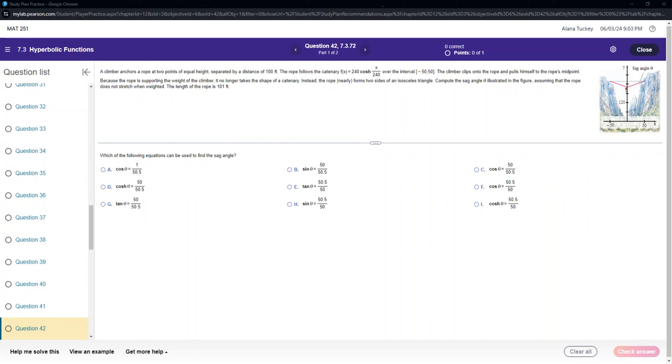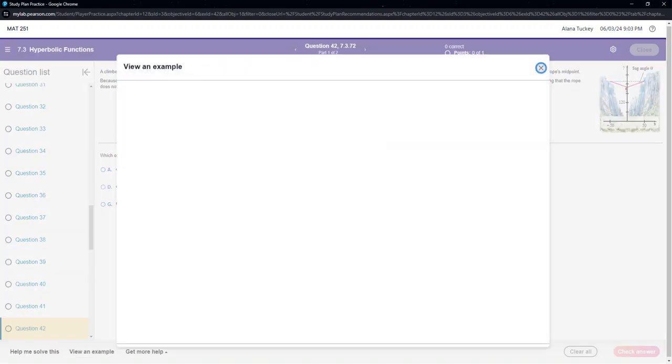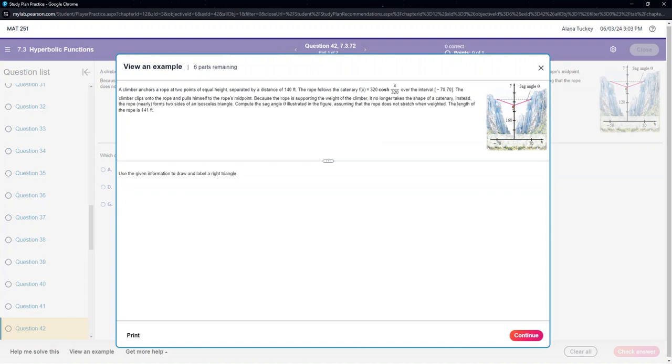I received a request for help with this question, which involves an anchor and a rope and a catenary. So let me click on the view an example. I will do the example, and then you can apply what I'm going to do with the actual problem.